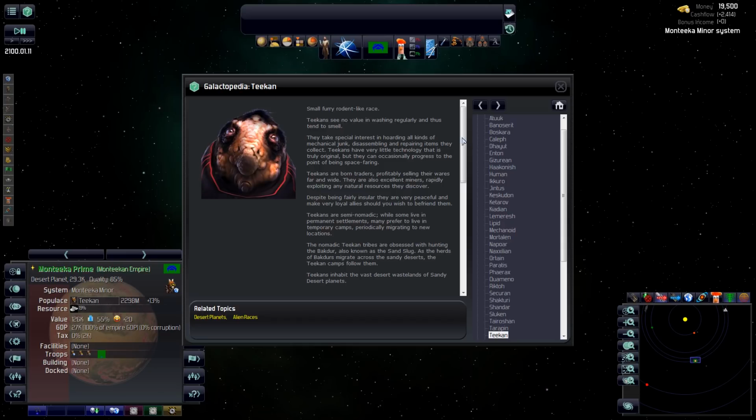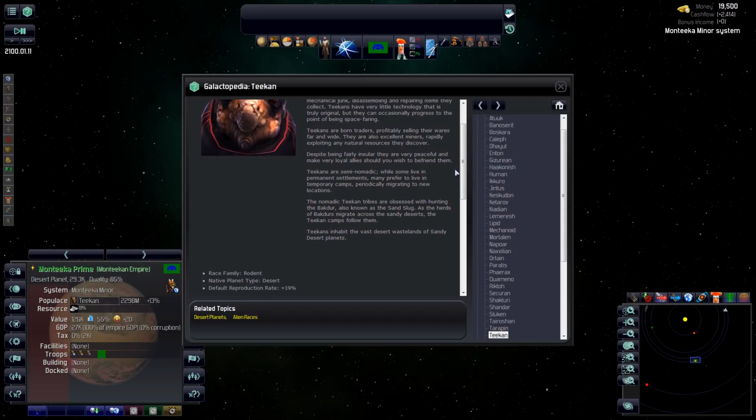Okay, so Teekans are a small, furry, rodent-like race. Teekans see no value in washing regularly and thus tend to smell, so we stink. They take special interest in hoarding all kinds of mechanical junk, disassembling and repairing items that they collect. Teekans have very little technology that is truly original, but they can occasionally progress to the point of being spacefaring, which is what we're going to go for.